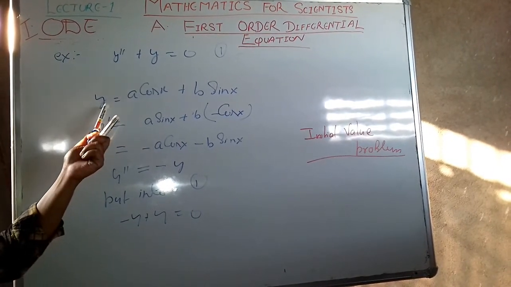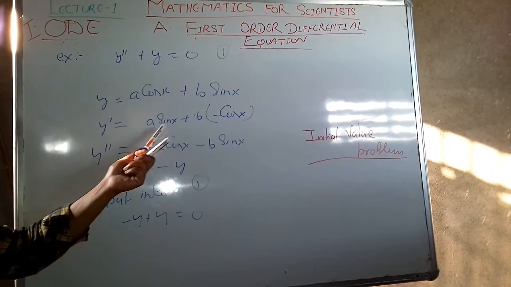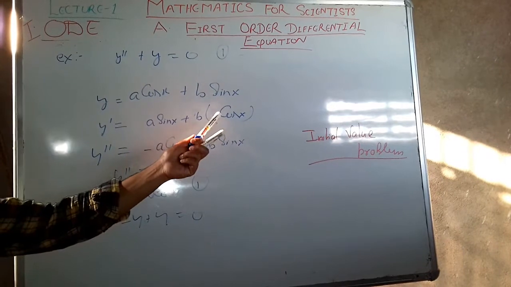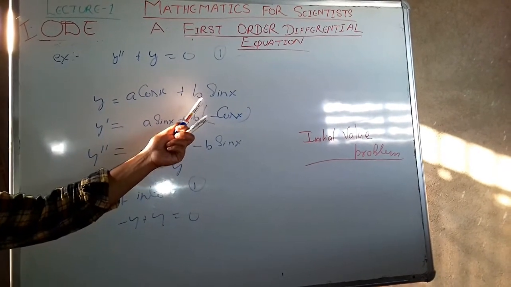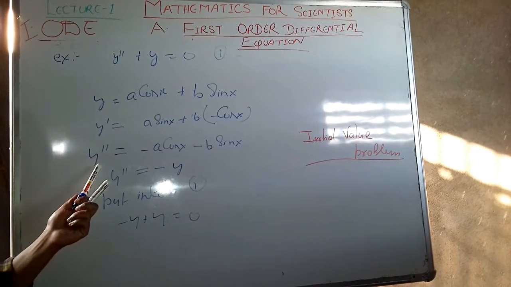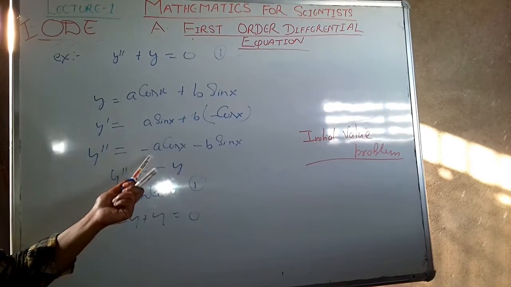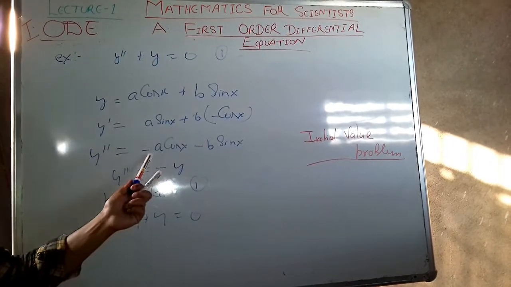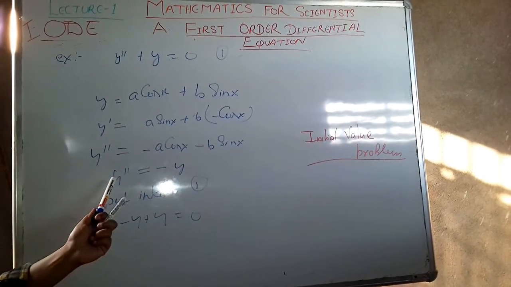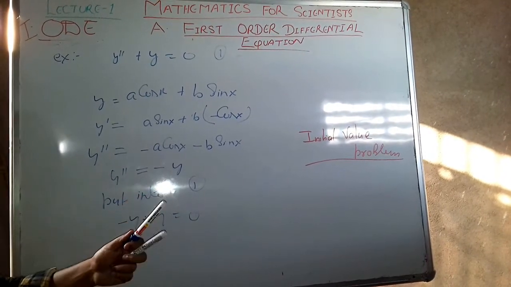So first of all, we differentiate with respect to x. So we will get minus a sin x plus b cos x, because the differentiation of cos x will be minus sin x. Again we differentiate with respect to x. We will get minus a cos x minus b sin x. It means minus times y, since y is equal to this. So two times differentiation with respect to x will be minus y.